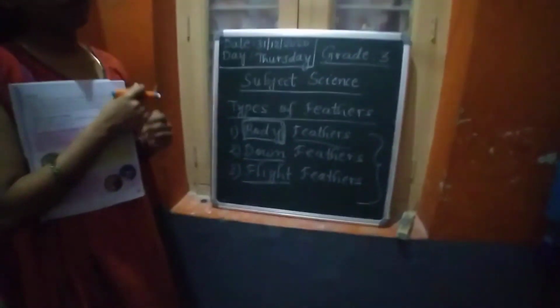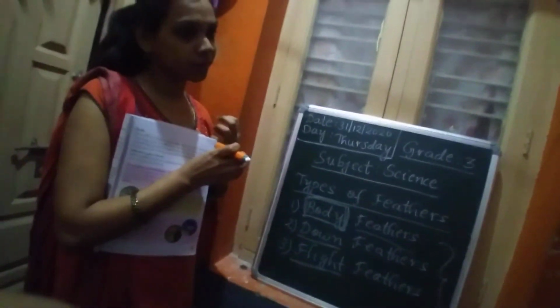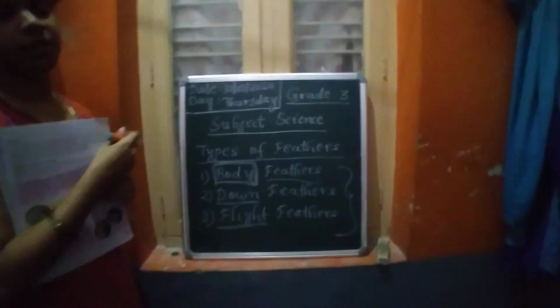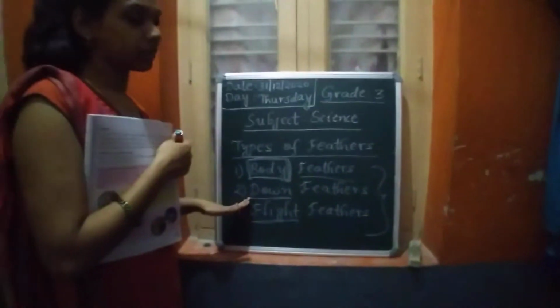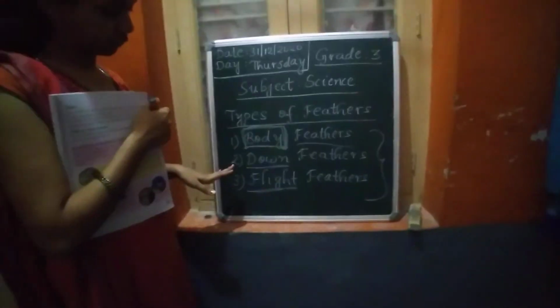So see, when the young birds come out of the eggs, they will be very small. The cute young birds, when they come out of the eggs, most of the birds will be covered with short fluffy down feathers only. When these new ones are born, the whole body will be covered with soft fluffy down feathers.